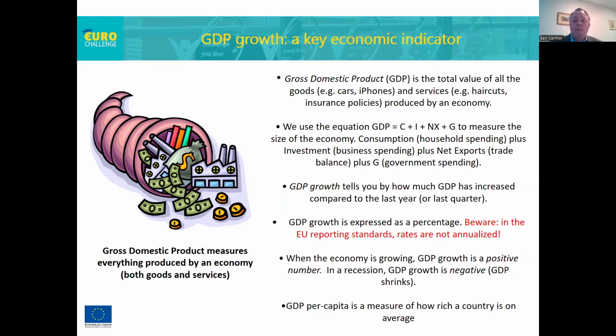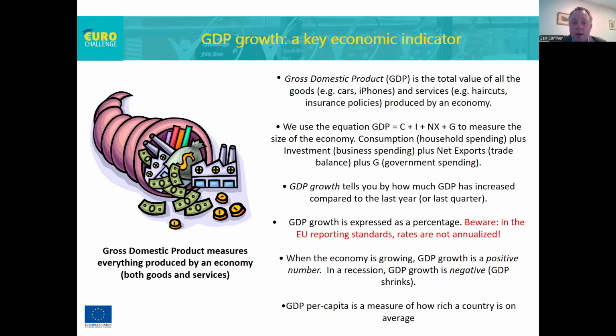And when you measure how much GDP has increased compared to last year or last quarter, that gives you the growth rate. And that's typically what you hear in the newspaper or something, that the economy grew 2.4% or whatever the number is in the last quarter. They're giving you an annual growth rate in the US.